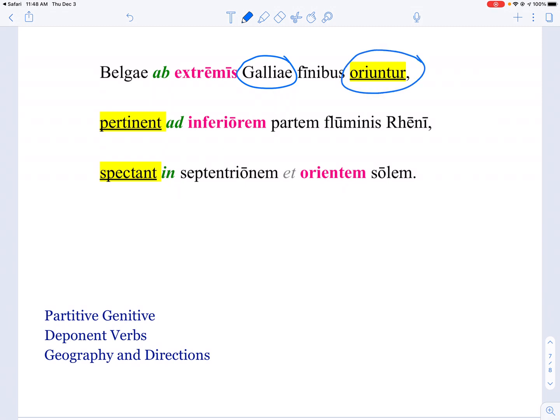He uses them a decent amount. I mean, all Roman authors do, but you just have to keep an eye out for them. And then again, more geography and more directions, north and east. And also know that the lower part of this river is actually the northern part. So that's another thing to make sure you're reading the commentaries about.